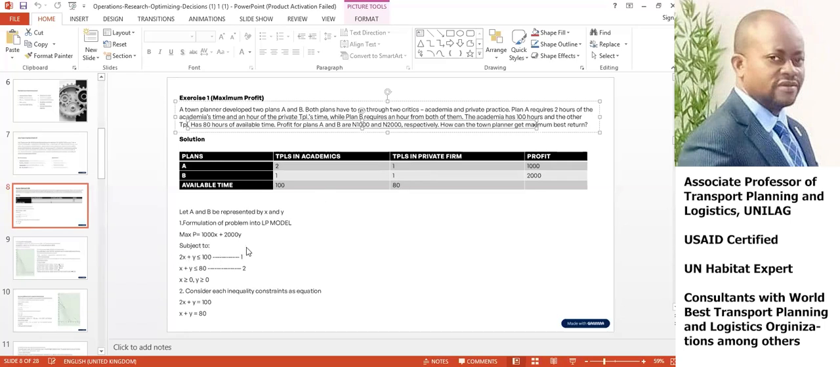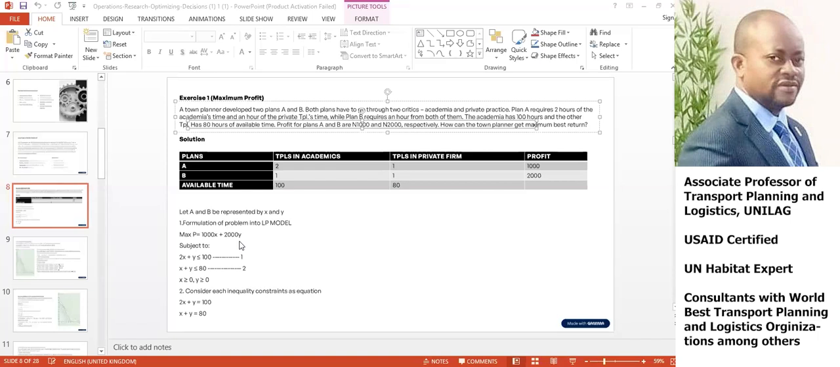What this is saying is that we should maximize P. This is how it is written as a question: maximize P equals 1,000x plus 2,000y. This is extracted from here. This maximization is where we are coming to at the end of the day. We want to maximize profits, but we want to write the linear equation. This is how we write it: maximize P equals 1,000x plus 2,000y, subject to 2x. This 2x is extracted from here.